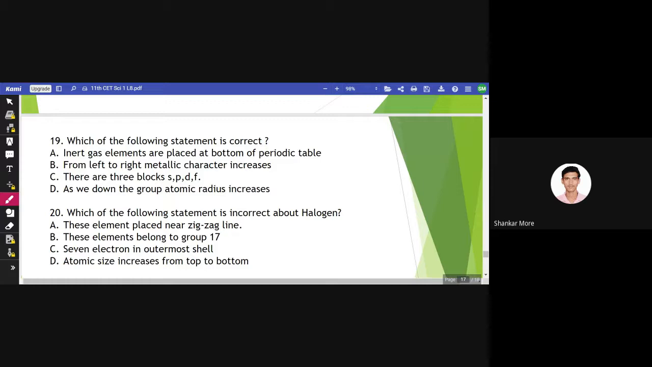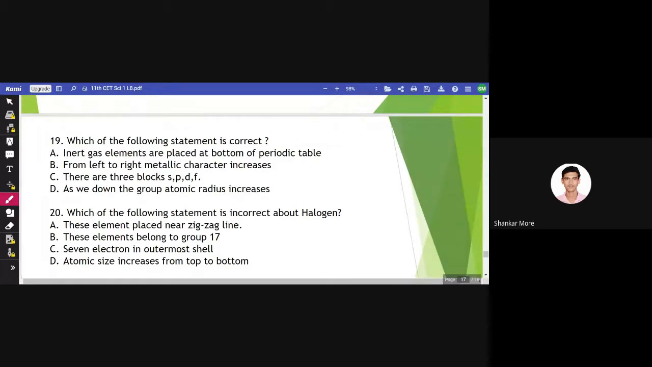Inert gas elements are placed at the bottom of periodic table. I think this is wrong. This is not correct. Where are those? Inert gases are at the rightmost side, in the 18th group, I think. All right, हाँ. और from left to right, metallic character increase होता है क्या? नहीं. It decreases. Right? It decreases.